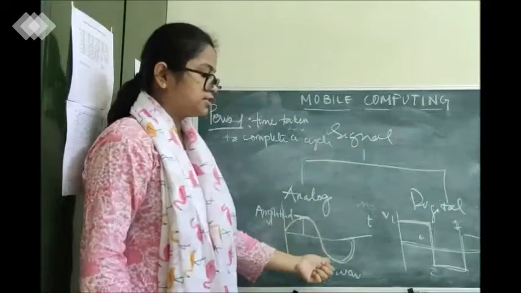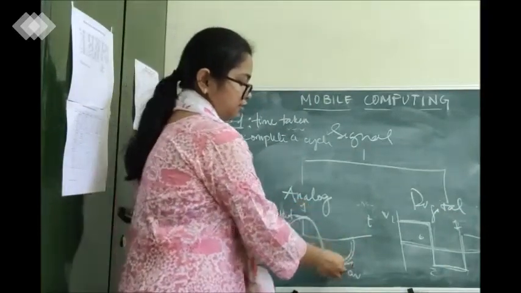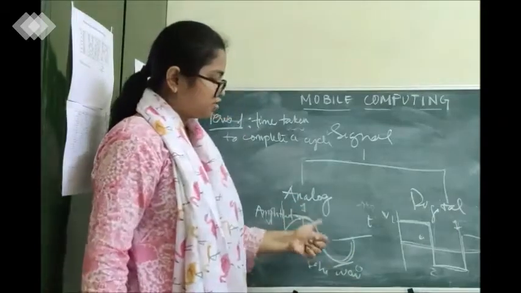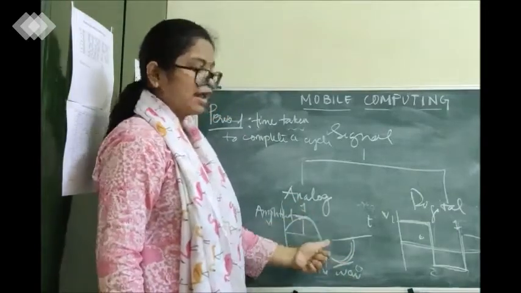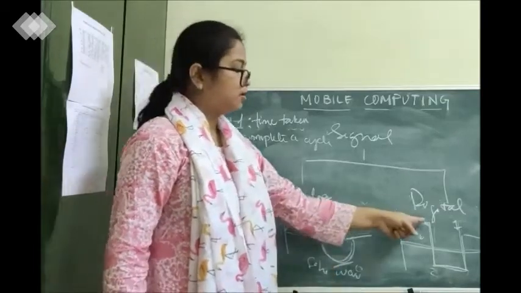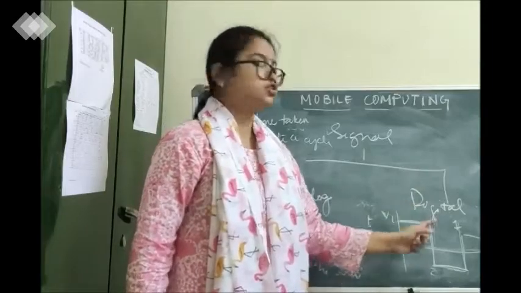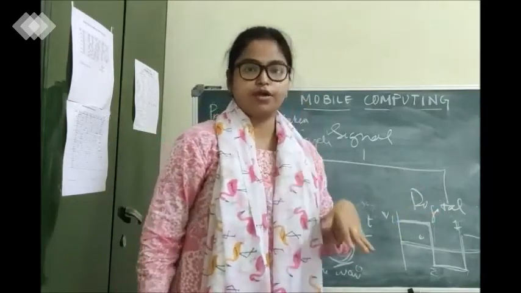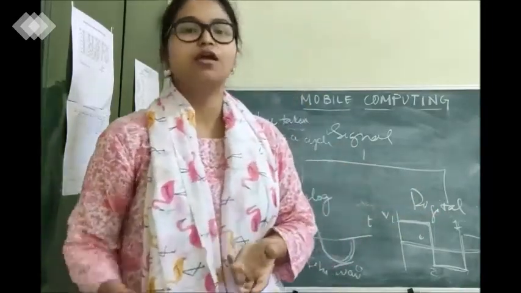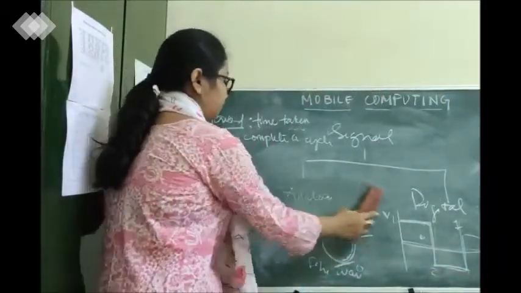But here the change is gradual, don't you see? Suppose we call it high energy and this is low energy. The change from 1 to 0 is gradual. It takes some time to go to 0. But here it happens suddenly. Within that second, it changes from 1 to 0. Okay, you are understanding the difference between analog signal and digital signal? So this was all about it.